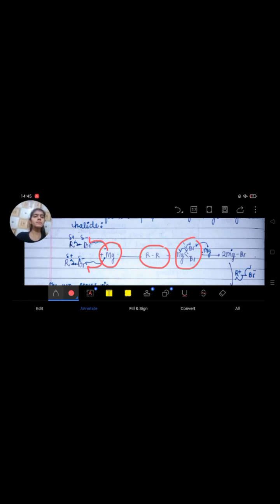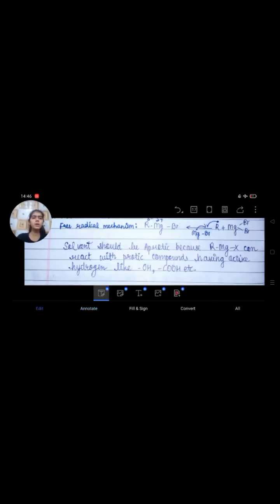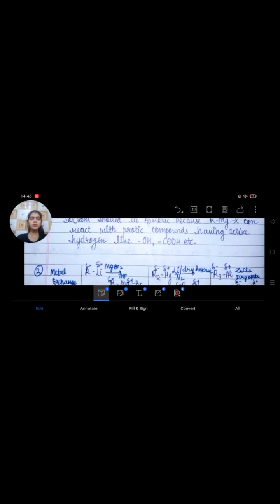Then it further reacts with Mg and forms the compound R plus MgBr2, where R has one free radical, and it will also react with MgBr and convert into the Grignard reagent. For this conversion, solvent should be aprotic because Grignard reagent can react with protic compounds having active hydrogen like OH group and carboxylic acid group.